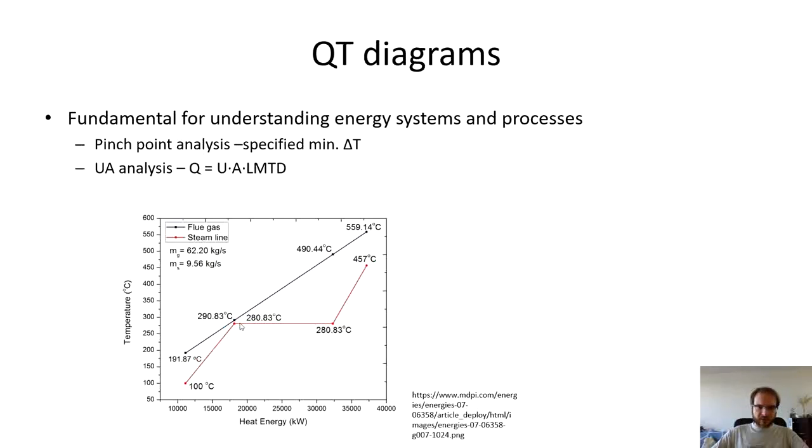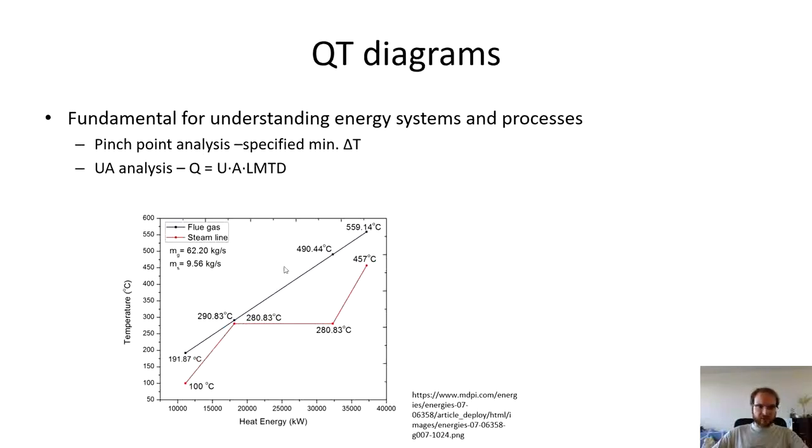We will focus on this in our analysis, where we'll use so-called pinch point analysis. That means we will specify a minimum temperature difference. For example, here you can see 280 and 290 degrees C, so here was definitely specified a 10 degrees C temperature difference. And that's the method how we will solve our heat exchanger problems.